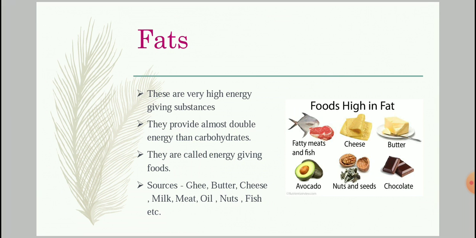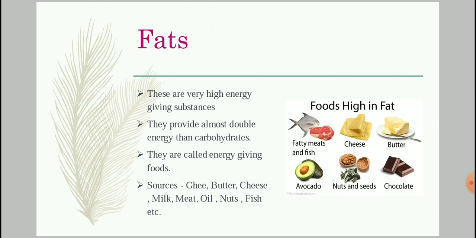Now the next topic is fats. What are the fats? These are very high energy giving substances, and they give a lot of energy. They provide almost double the energy that we get from the carbohydrates. Like I said before, carbohydrates are energy giving food, but fats give almost double the energy we get from carbohydrates.